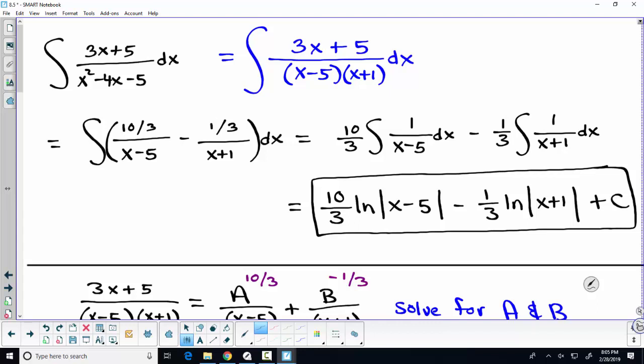Of course, when we take the derivative, we're back here, which leads us back here. And to see that that's equivalent, then we would just need to add these two things together. When we add those two, we get 3x plus 5 over x squared minus 4x minus 5. Yep. That's the easiest way, like, there's no other way to look at it. Not for this one, yeah.